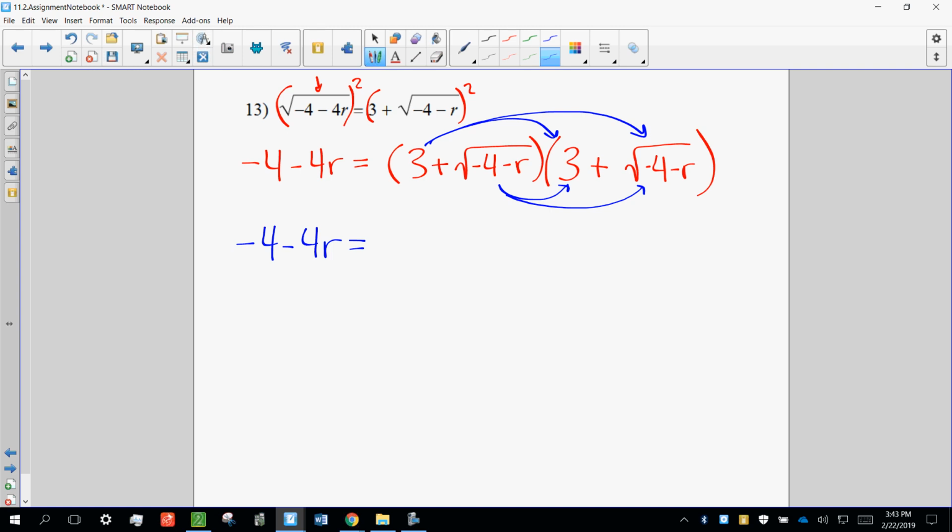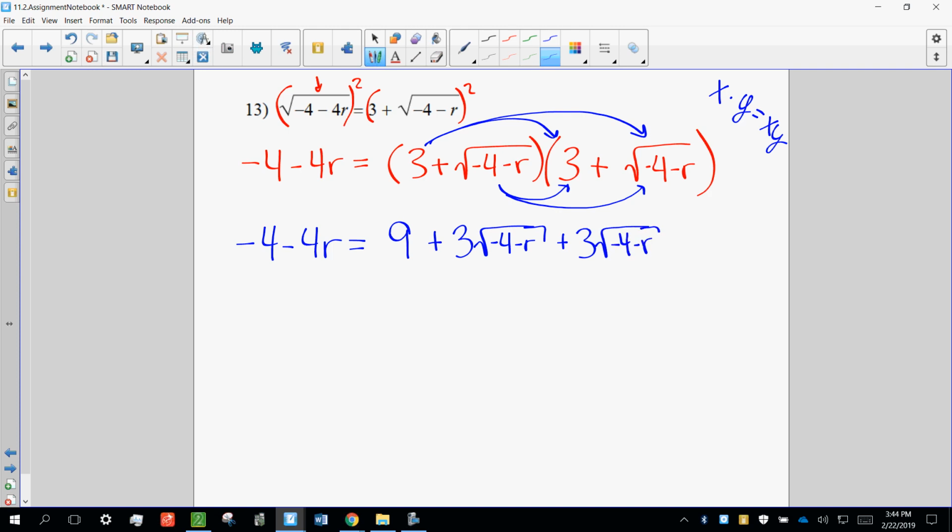And on this side, we've got 3 times 3 is 9, plus 3 times the square root of negative 4 minus r. Don't freak out about something like this. You can only do what you can do. Can you multiply the 3 by the square root of negative 4 minus r? No. So you just keep them together. It would be the same thing as if I said, what's x times y? Well, you just can't do that. It's just xy. So don't worry too much about that. You just keep on keeping on.